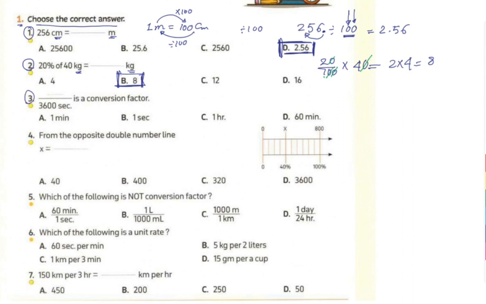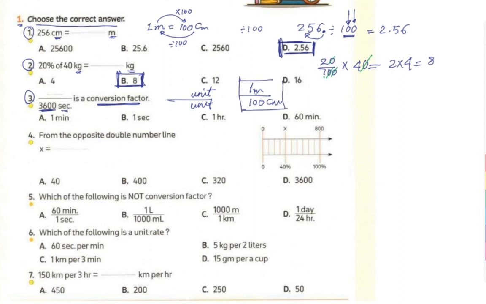Okay. Next question 3. I have space divided by 3600 seconds. 3600 seconds is a conversion factor. We know that a conversion factor is a division between one unit and another unit, but of the same quantity. Like we have seconds, the first term must be a unit of time. But we have here a number that must be the same, like 1 meter and 100 centimeter. That's a right conversion factor.